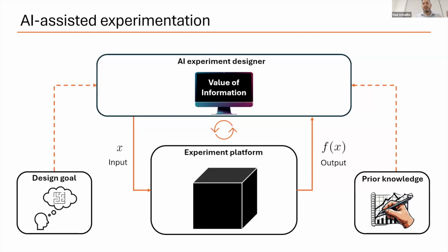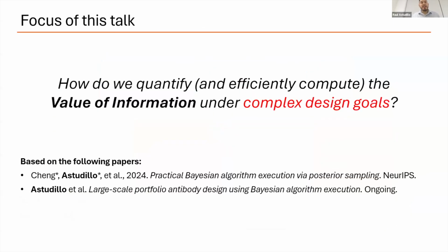And in this traditional setting, where the design goal is something relatively simple, such as finding the X with the largest possible f of x, things are well understood from prior work. But as soon as we move away from this design goal and we start looking at more complicated goals, then computing the value of information actually becomes really hard. And that's the focus of the talk. So how can we quantify and efficiently compute the value of information under complex design goals? This is based on a paper that appeared at NeurIPS last year and also some ongoing work.